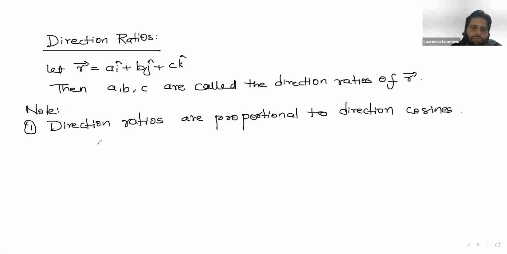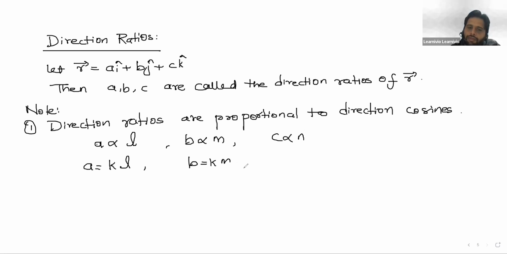Okay, so what are direction ratios? A is proportional to L, B is proportional to M, and C is proportional to N. So we can use any constant. For example, A is equal to KL, B is equal to KM, and C is equal to KN.